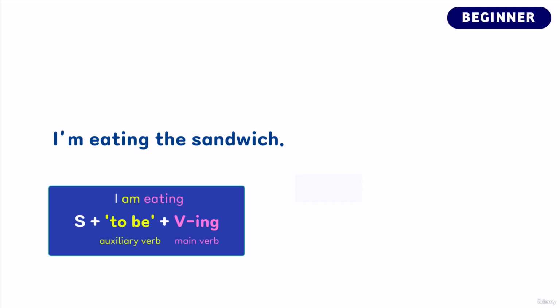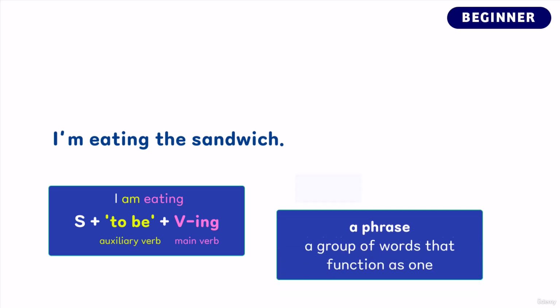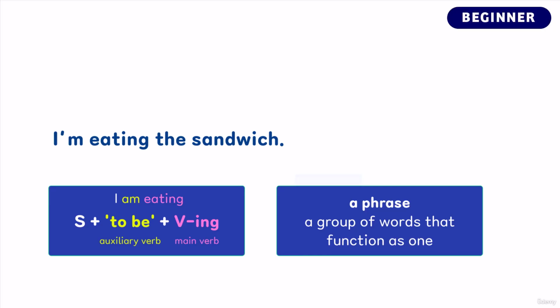And then we have the main verb, which changes into an ing form. Now, at this point, let's consider the concept of a verb phrase. Now, a phrase refers to a group of words. So when we say a verb phrase, we are talking about a group of words that function like a single verb. And the present continuous tense is an example of a verb phrase.